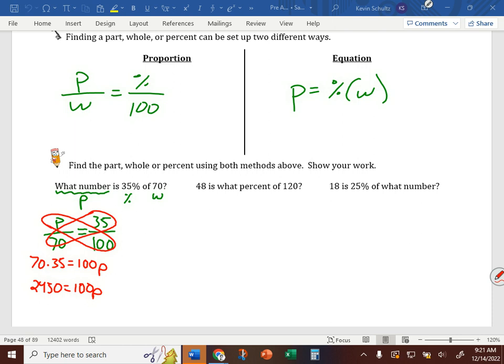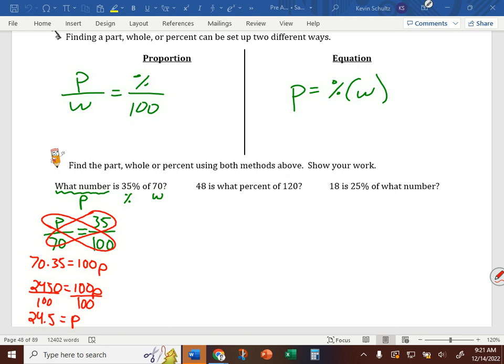Okay. We divide by 100, right? To get the variable by itself, we divide by 100, and we end up with 24.5. So using that proportions method, setting up that proportion, cross products to solve, what number is 35% of 70? 24.5 is 35% of 70. Questions on the setup? Anything?